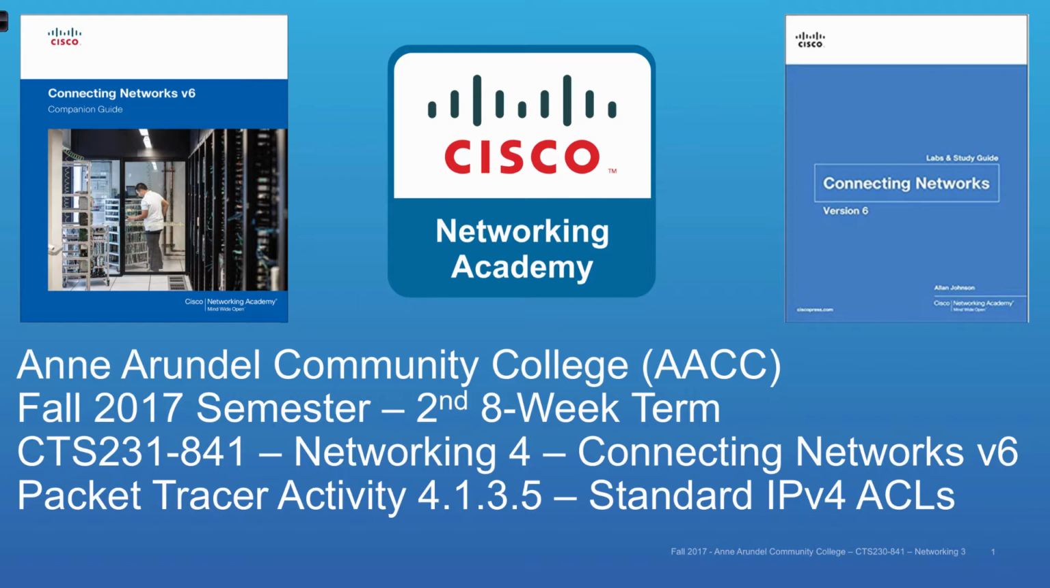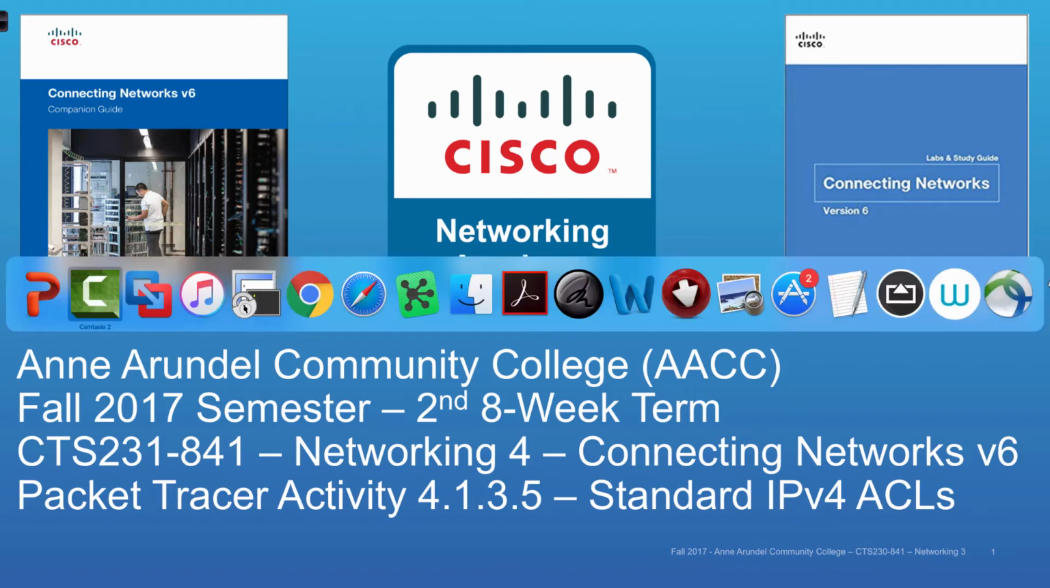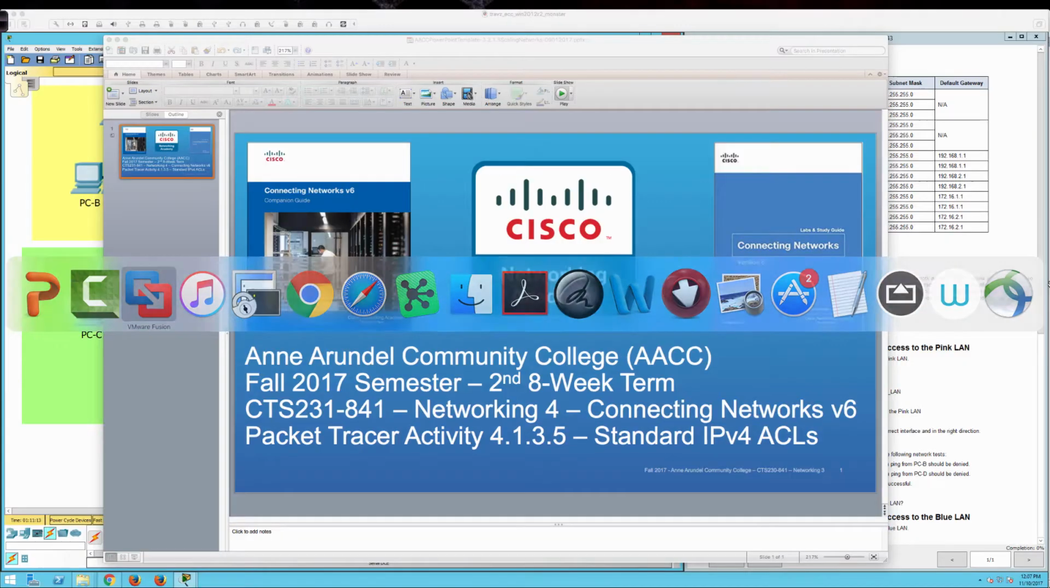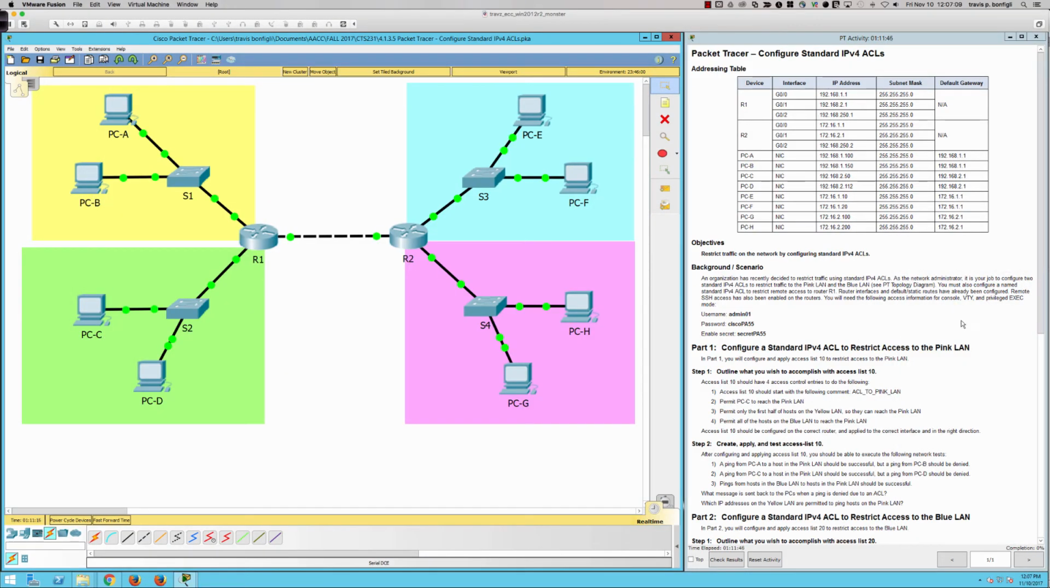And this morning's Packet Tracer video tutorial and solution set is going to be on Packet Tracer Activity 4.1.3.5, where we're going to begin our conversation about access control lists. Specifically, our focus in this Packet Tracer tutorial is going to be on standard IPv4 ACLs. Now, one of the things to remember about the standard ACL is that it can only match on source traffic, right? So in other words, we can only identify traffic based off the source address.